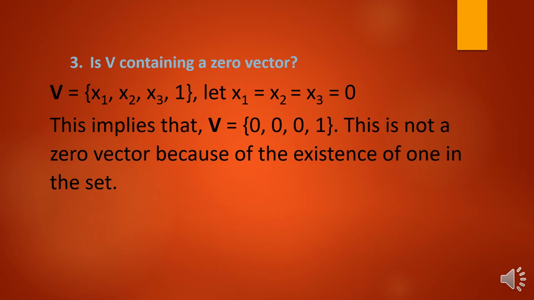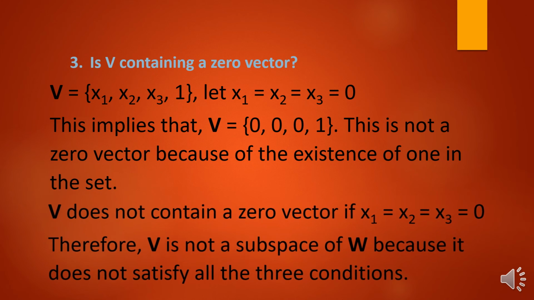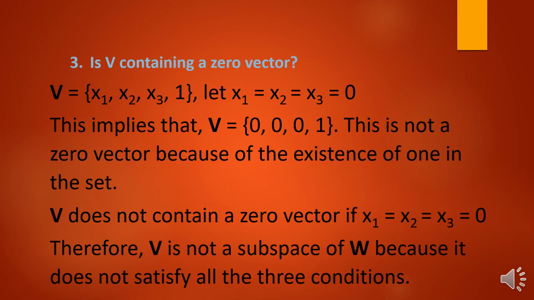This is not a zero vector because of the existence of 1 in that set. So whether I force x1, x2, x3 to be equal to 0, I don't get a zero vector. So we don't have a zero vector in V. So what is the implication? The implication is that V is not a subspace of W because it does not satisfy all the 3 conditions.